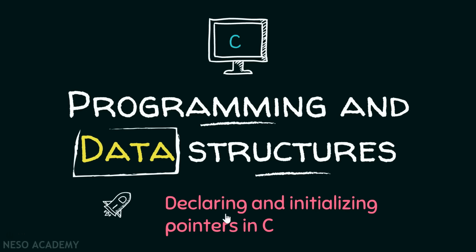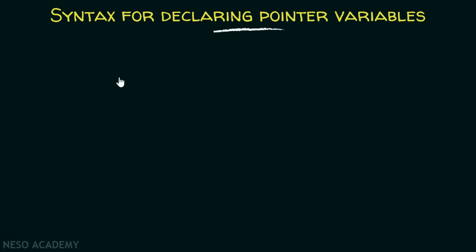In this presentation, we will learn how to declare and initialize pointers in C. So let's get started. The general syntax for declaring a pointer variable is as follows.